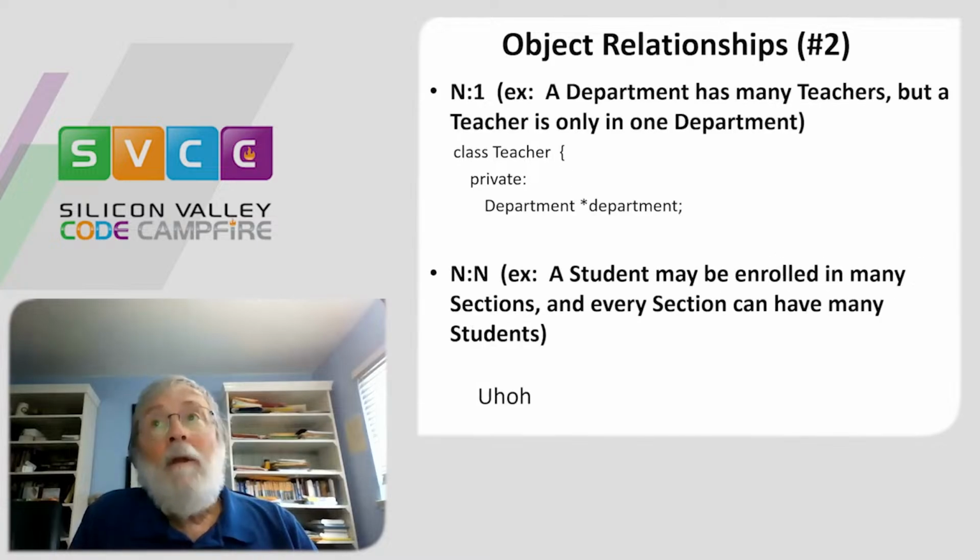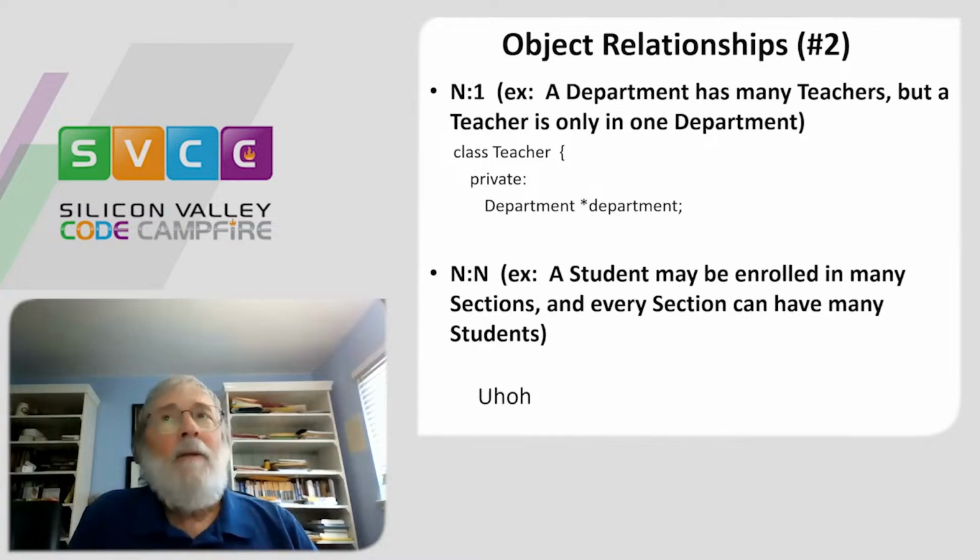N to 1 is the reverse. If you have n teachers belonging to a given department, each teacher has a pointer back to the department. So a department has a collection of teachers, that's 1 to n, and teachers have a single department, that's a pointer back. That's the n to 1 relationship.